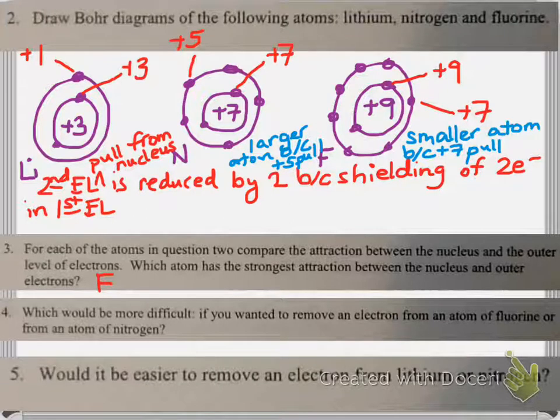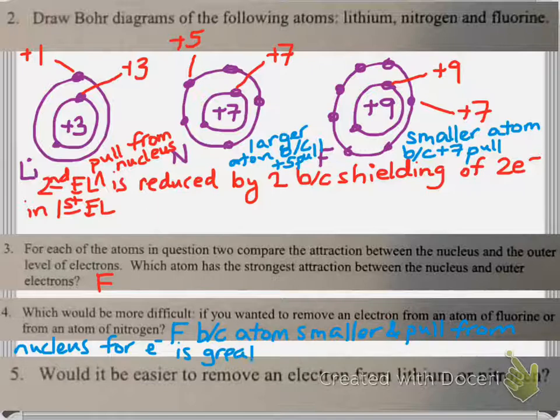Okay? So the question here is, would it be more difficult if you wanted to remove an electron from an atom of fluorine or from an atom of nitrogen? It's going to be more difficult to remove an electron from fluorine because the atom is smaller, is one reason, and the pull from the nucleus for that electron is greater. Okay, so this means that it would take more energy to pull the electron off of fluorine. So for similar reasons as question 1, it would take more energy to remove an outer electron from an atom of fluorine than from nitrogen. The outer electron from fluorine feels a stronger force of attraction from the nucleus.